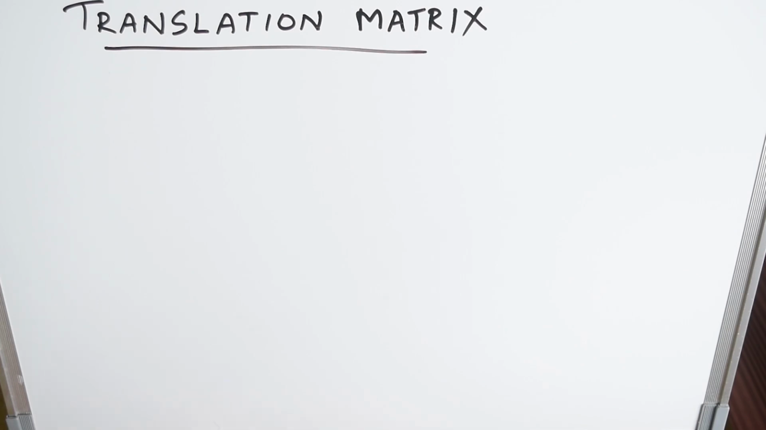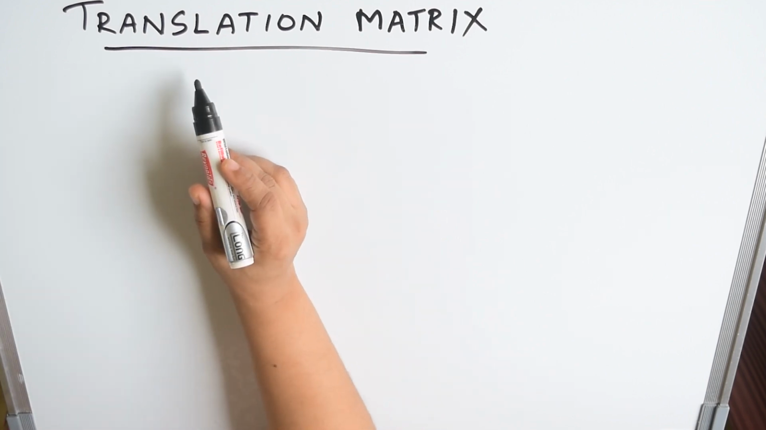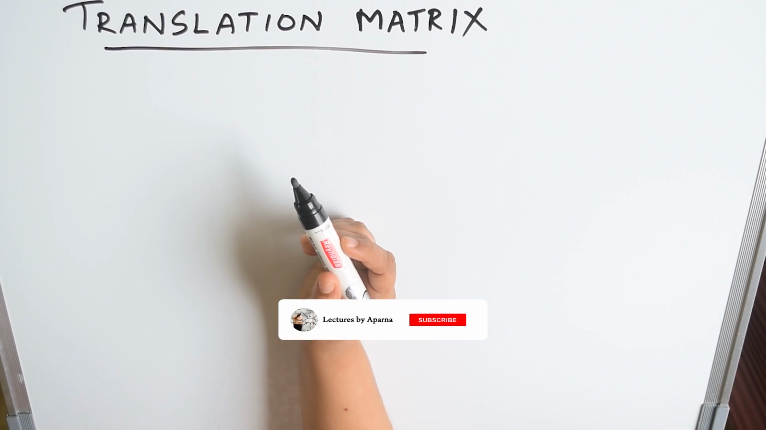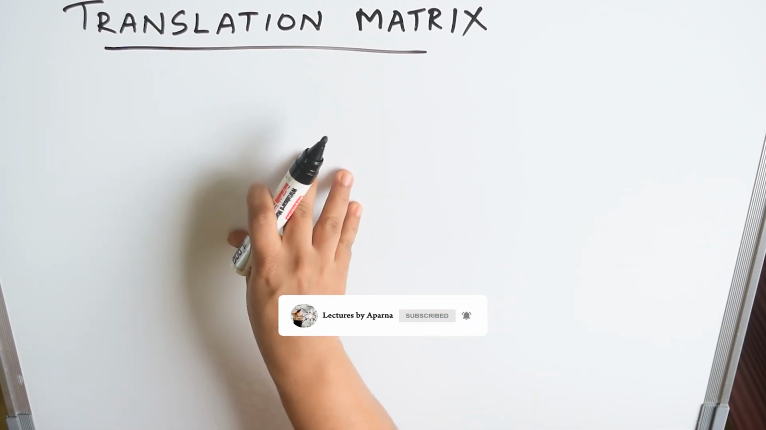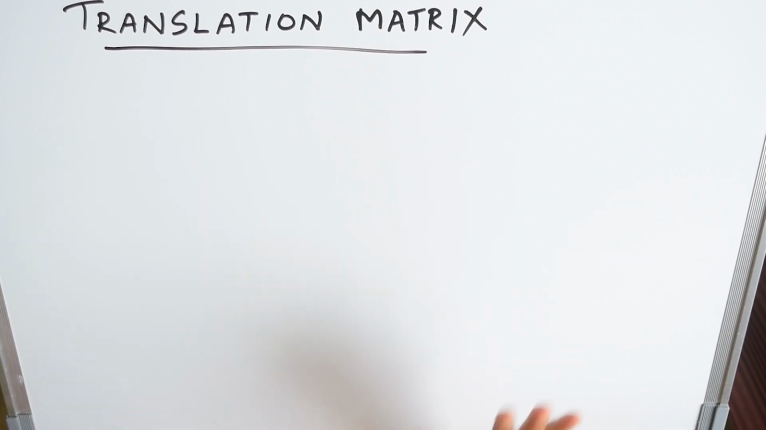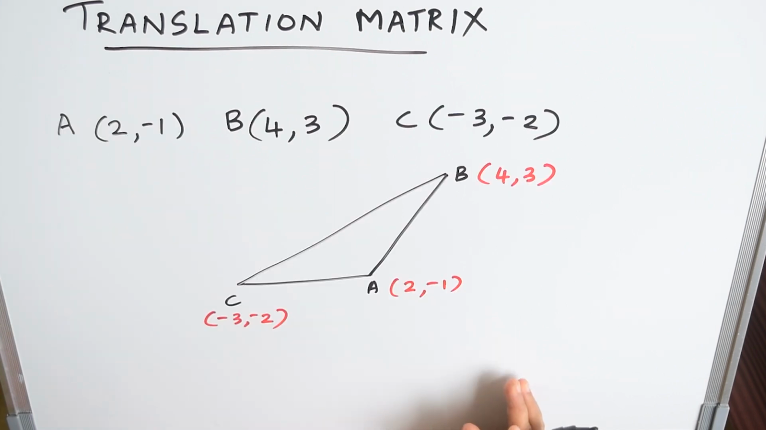In today's video, we will discuss the translation matrix. Translation is a type of transformation that occurs when a figure is moved from one location to another in the coordinate plane without changing its size, shape or orientation.